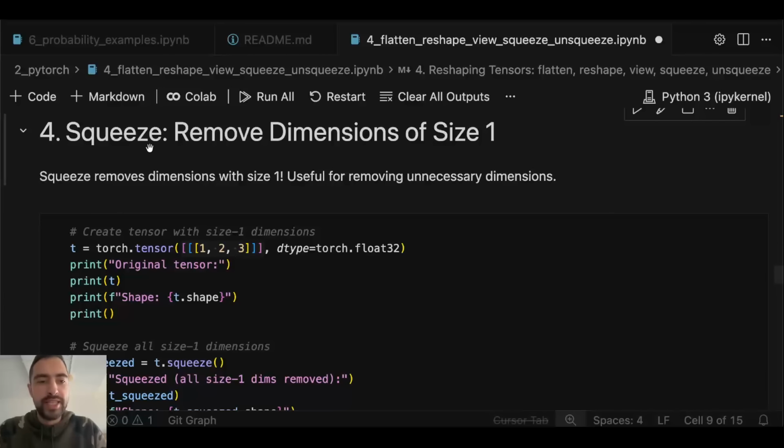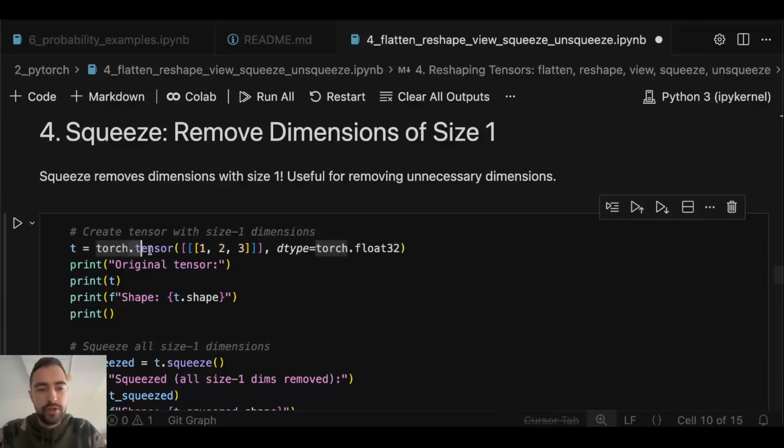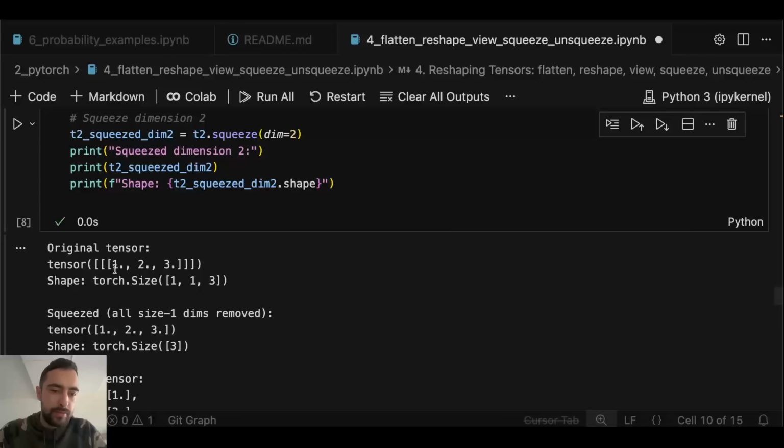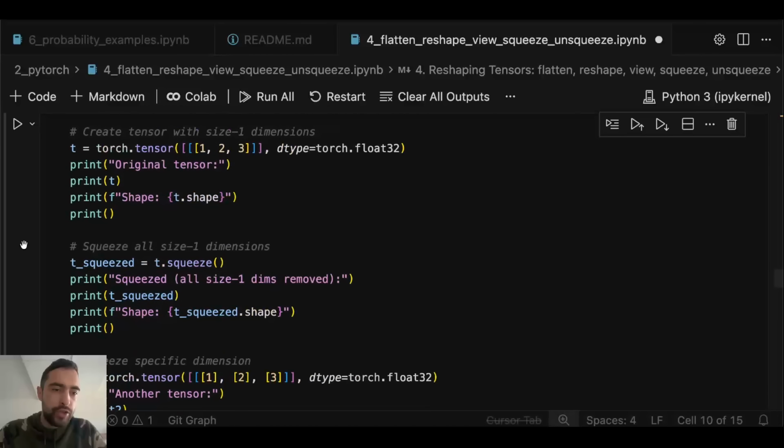Let's check squeezing. So we have a tensor that has elements 1, 2, 3, but there is another dimension around it and another dimension around it. So the shape of this tensor is gonna be 1, 1, 3, because the inner array has 3 elements, and then that array is an element of the outer array, and then that array is an element of the outer array. You see here.